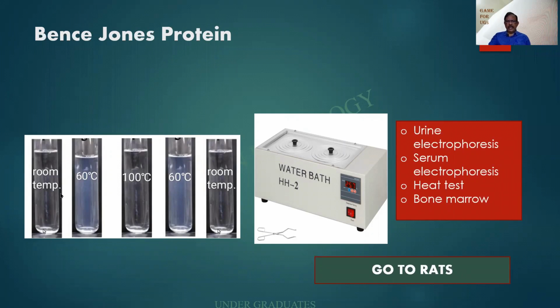And one question I ask a student is, how do you heat? How do you know that the temperature is 60 degrees or 100 degrees? It is kept in a water bath and the temperature adjusted. So the methods of identifying the Bence-Jones protein will be all this. Go to the textbook for details.